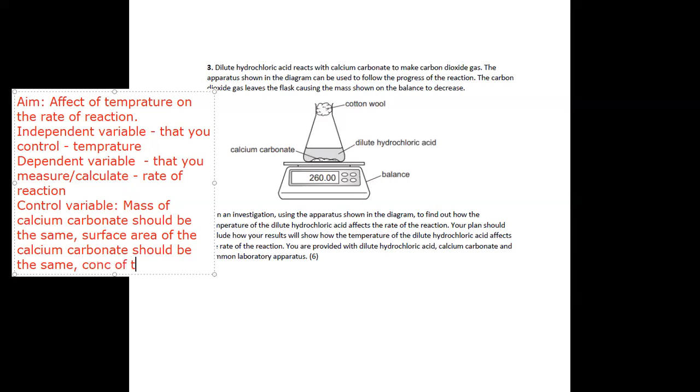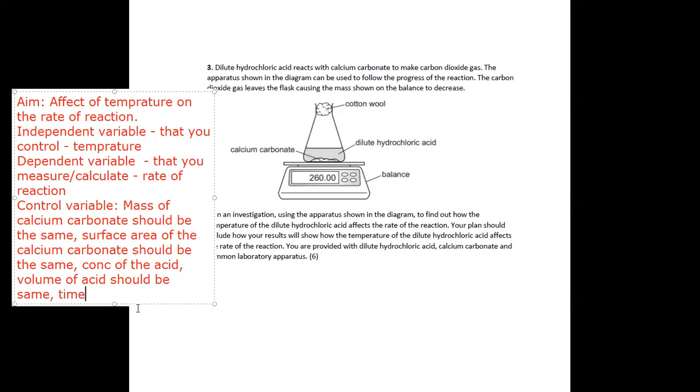The concentration of the acid. For my hydrochloric acid, in all the experiments, I should use the same concentration. Otherwise, that will also affect the rate of reaction. I should use the same volume of acid. My volume of acid should also be the same. If my volume of acid is changing, that is also going to affect the rate, the speed, of my reaction. So I want to make sure that my volume of acid is also the same.